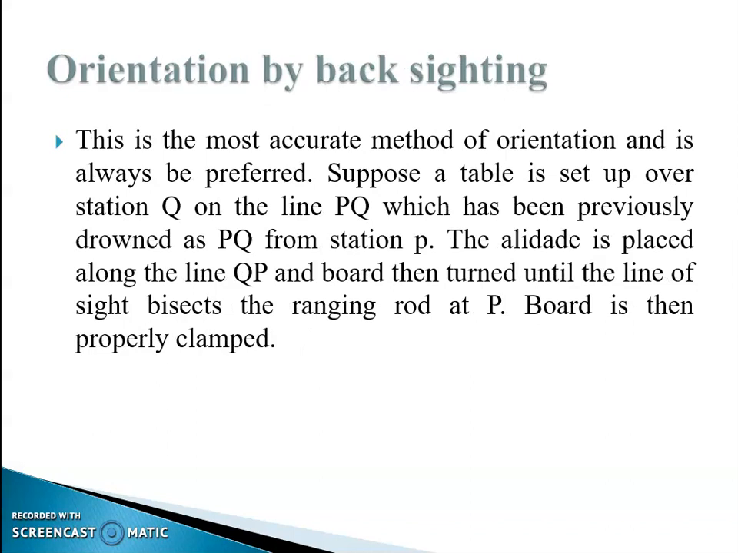Then orientation by back sighting. Okay, we have to take the back sight readings. First of all, it is the most accurate method of orientation and is always preferred. Generally in plane table surveying we prefer the back sighting procedure. Set up over the station Q, and draw the line PQ from the station. The alidade is placed along the line QP, and the board is then turned until the line of sight bisects the ranging rod at the point P, and the board is then properly clamped.